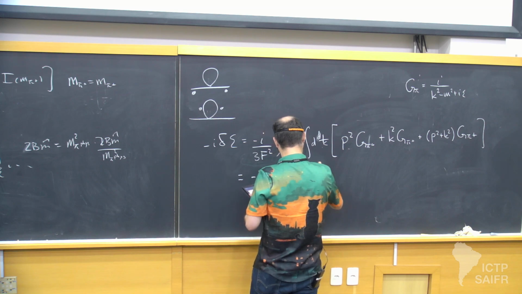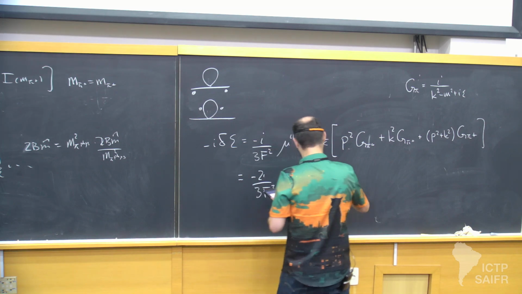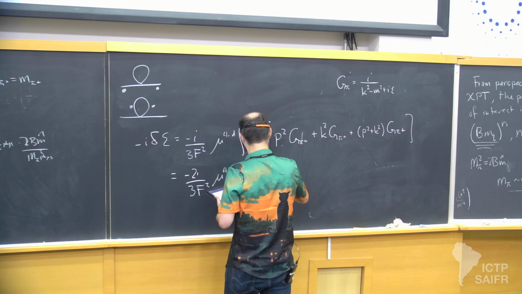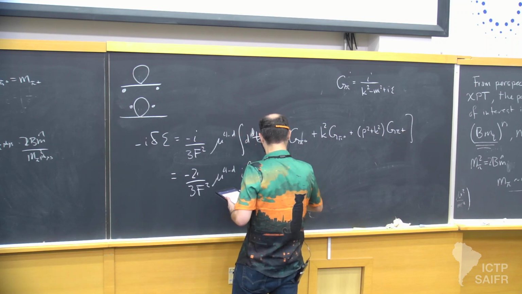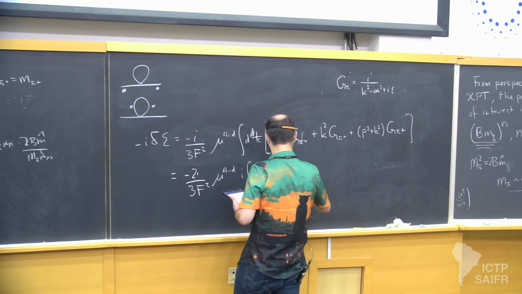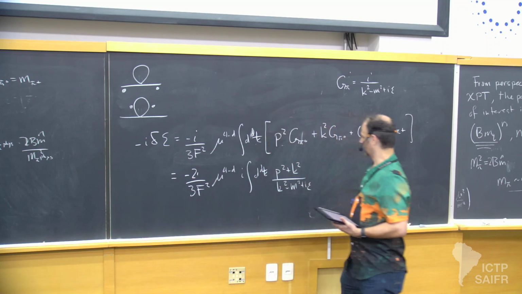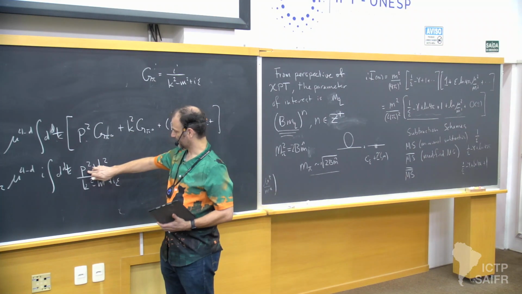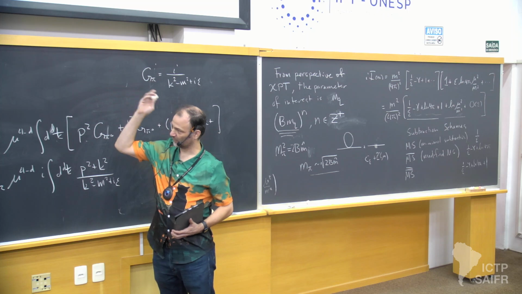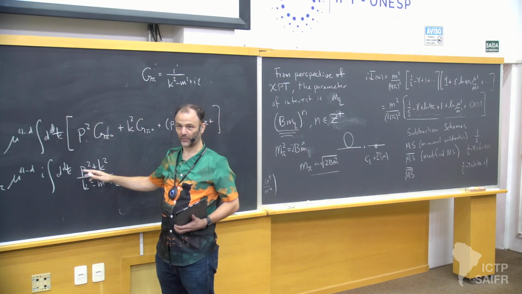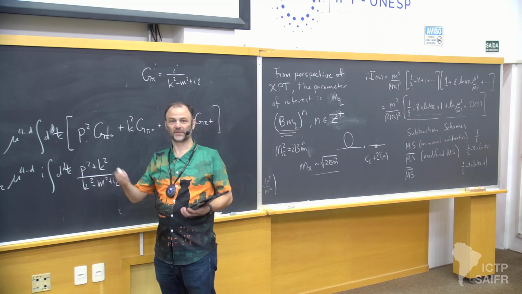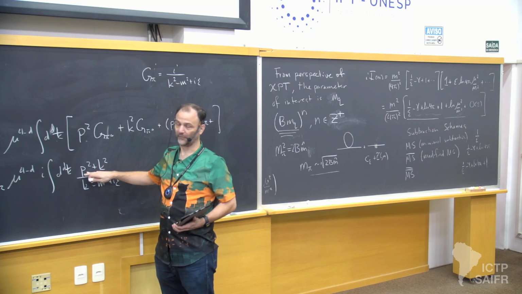An overall factor of i from the propagator. Now the p squared, it's easy, I just pull it out. That's the integral we just did for the quark mass term, except now I have a p squared, which is my external momentum, which is just m_pi squared.